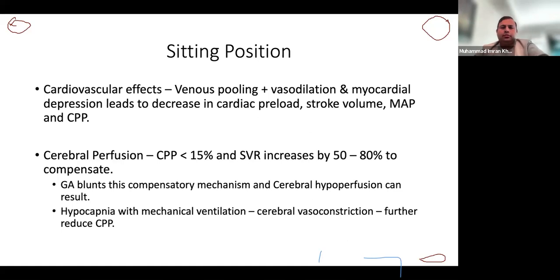So again, if you're doing a sitting position, you should be aware of this concept that in the sitting position, in an awake patient, the CSVR is increasing to compensate for the decrease in CPP, whereas GA just blunts this compensatory mechanism, and so that's why you already have cerebral hypoperfusion. And then if you're doing a posterior fossa craniotomy in a sitting position, there is a chance that you would be using hypocapnia, and it is important for you to acknowledge at the back of your mind that by causing this hypocapnia, we are causing vasoconstriction, which is going to further reduce the blood flow, and at the same time, your CPP is going to go down further.